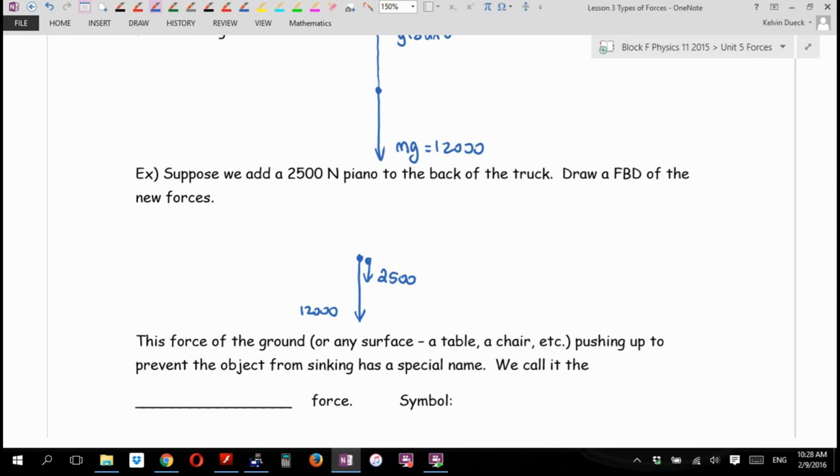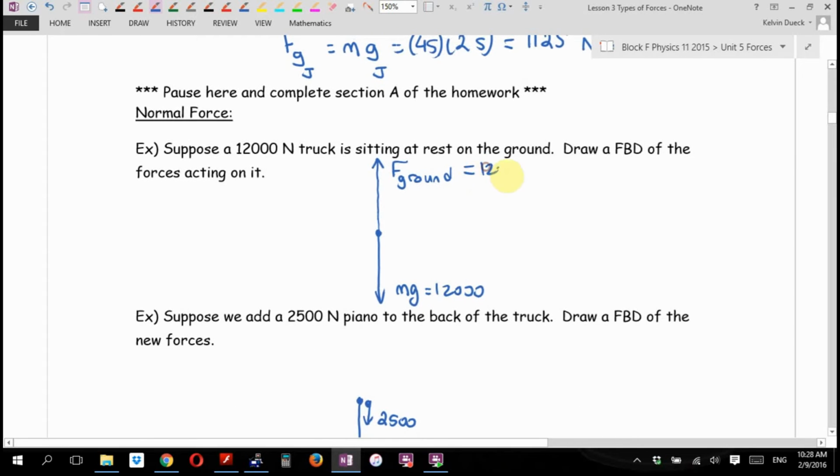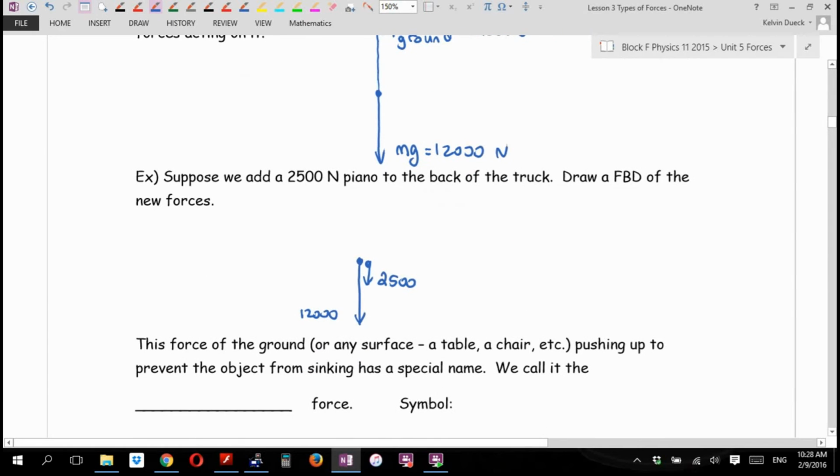What else? Is this sinking into the ground like quicksand? Is it flying into the air like Superman? So there must be a force up, but how big is the force up going to be? If I go back here, this had to be 12,000 newtons. How big does this ground force up have to be here? More specific. As a number, how big? Otherwise, it would have to be sinking into the ground like quicksand if it was less than 14,500, or flying into the air like Superman if it was more than 14,500.